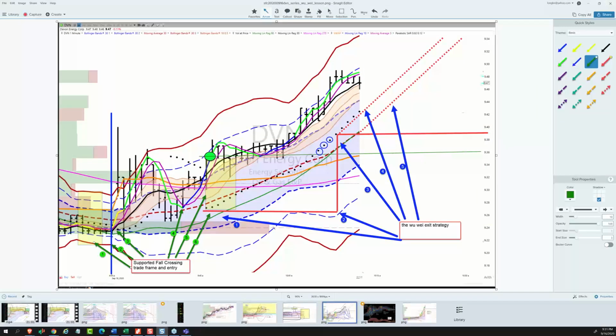So what we have on that case study are two things. You have a picture of the supported fall crossing and how you frame that initial trade for entry and the initial entry and initial risk. And then you have a demonstration of the Wu Wei exit strategy, and off we go.